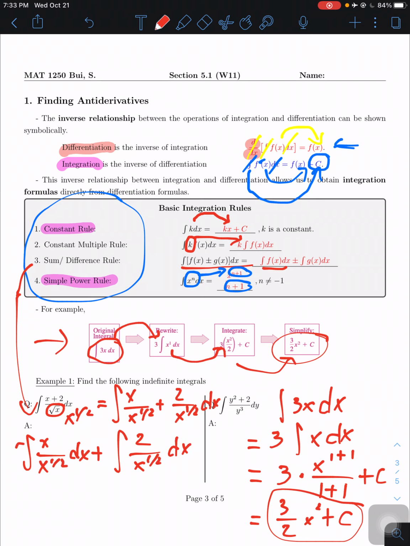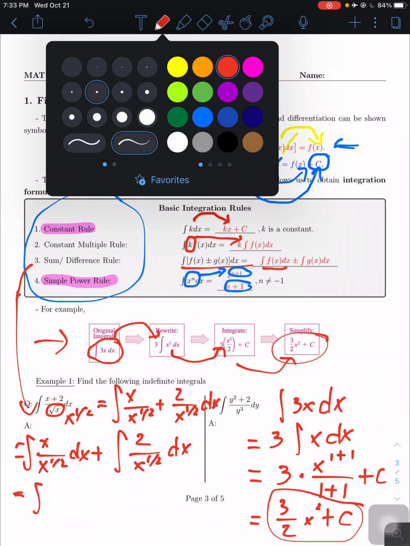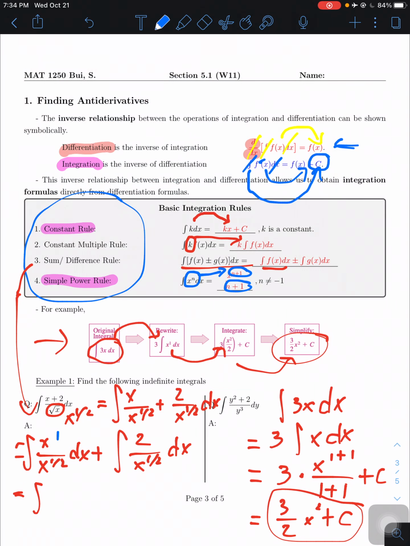What do I do next? I'm going to simplify it. We know that x is x to the first power, so let me put it in blue to emphasize that. Then we combine them: x to the first power divided by x to the 1/2 power. Because we have division, we subtract the powers, and 1 minus 1/2 is just 1/2. So we end up with x to the 1/2 and then dx.